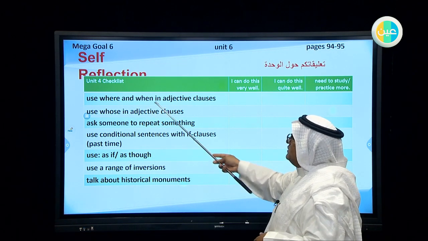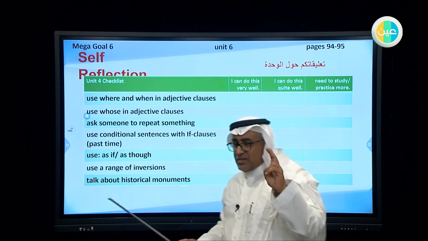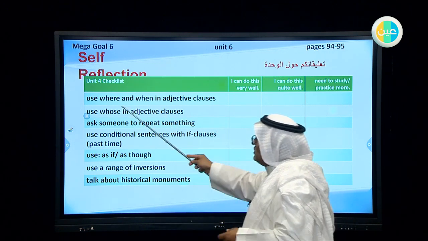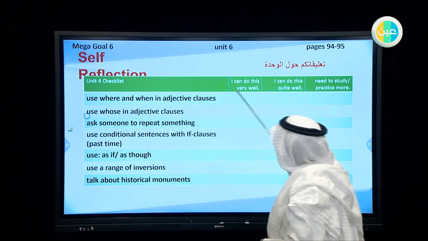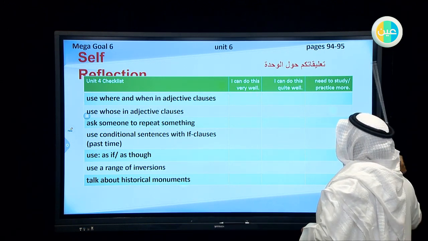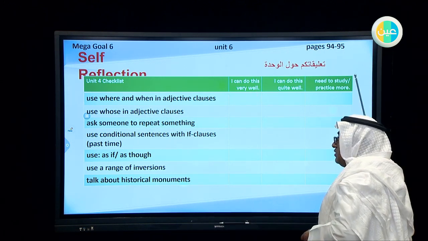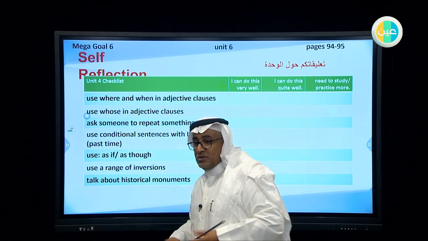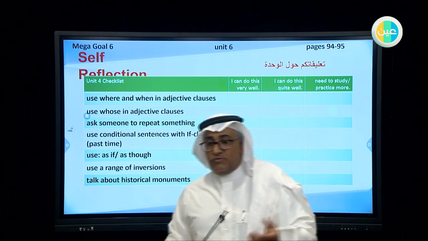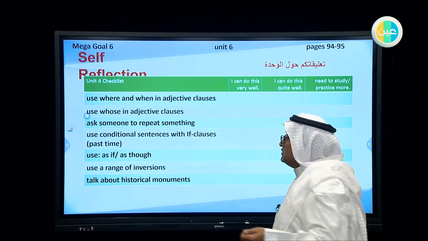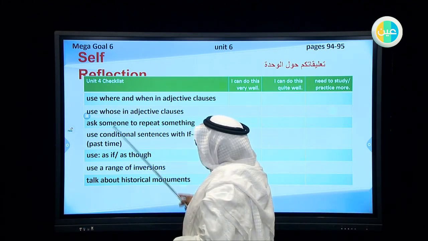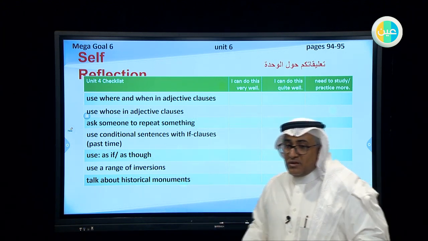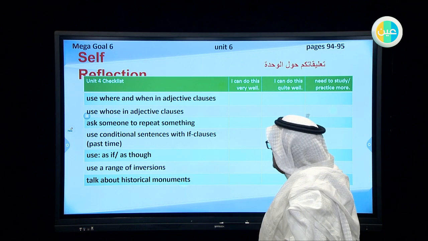Use where and when in adjective clauses. Do you remember in the third or the fourth lessons? What do you think? Can you manage using where and when? If you can, say yes, I can do this. Or I need to study. Okay? Use whose in adjective clauses. Remember whose? Possessive pronouns. Ask someone to repeat something. What do you think? Can you manage it?